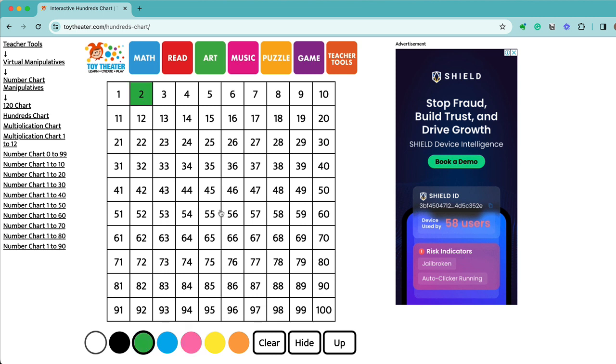So we know 2 is prime because the only factors for 2 are 1 and 2. What about 1? 1 is, I would say, neither prime nor composite. So we'll mark that in black. That's the exception to the whole thing.